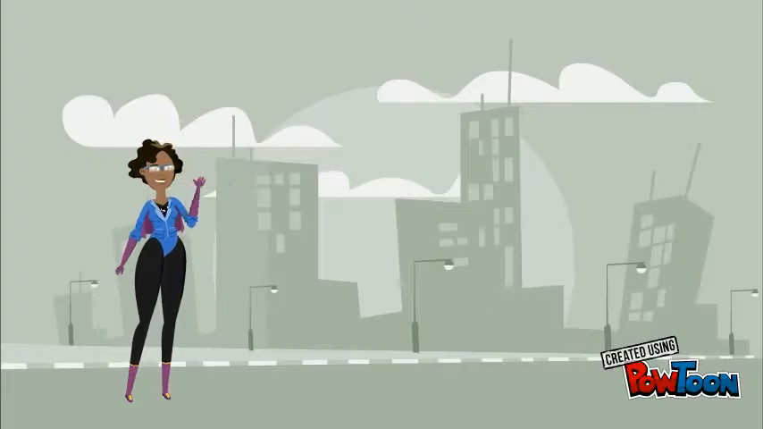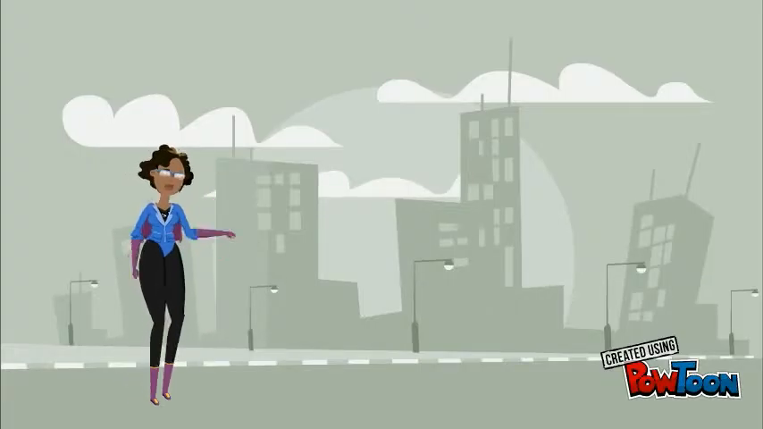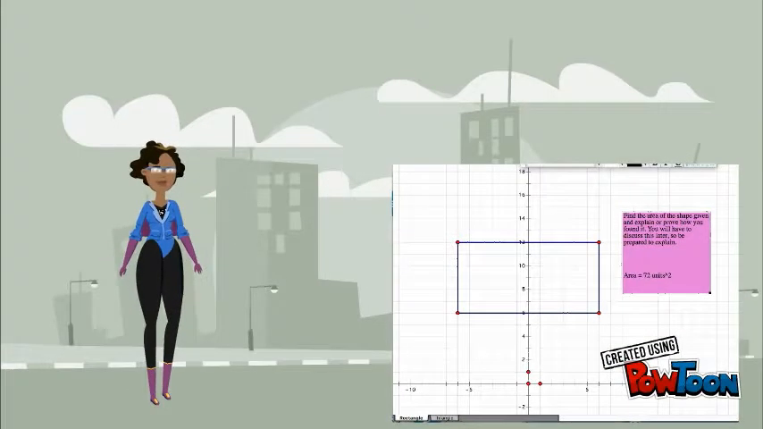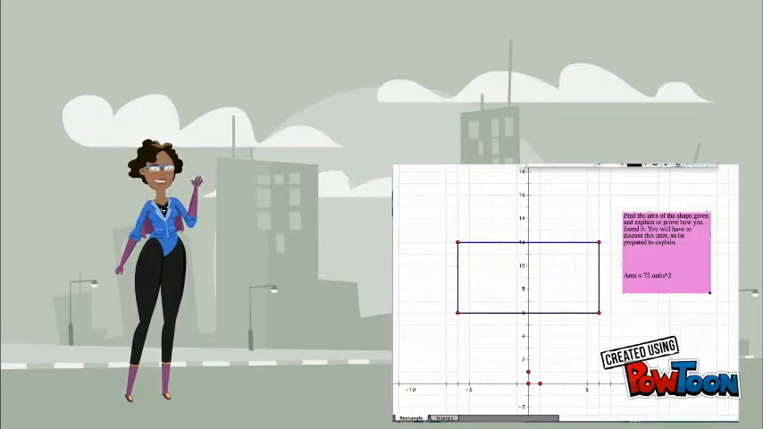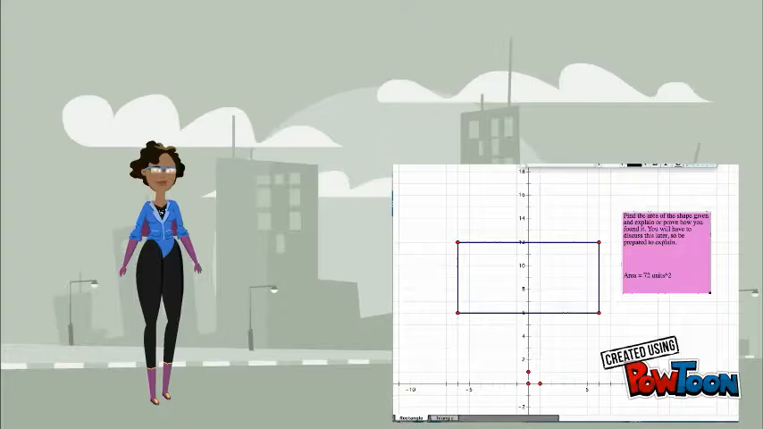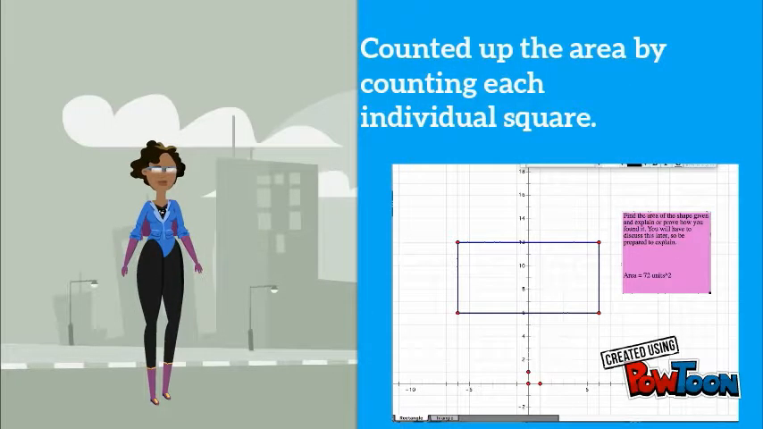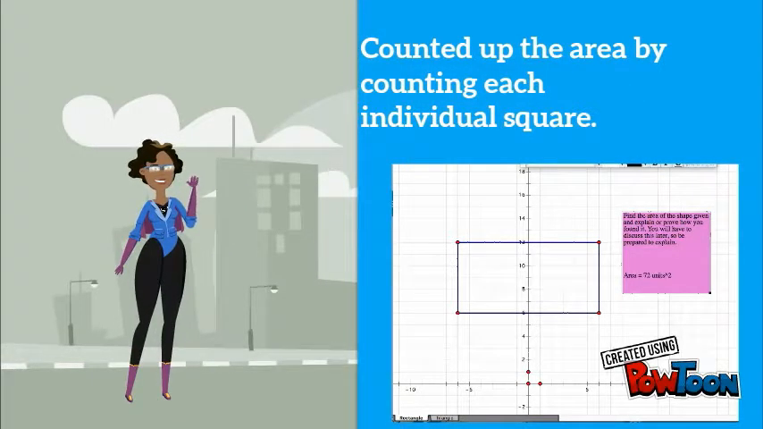My name is Mighty Meredith. I was given a rectangle to find the area of. I found the area by counting each individual block inside of my rectangle. This ended up being 72 blocks total, so the area of my rectangle was 72 units squared.